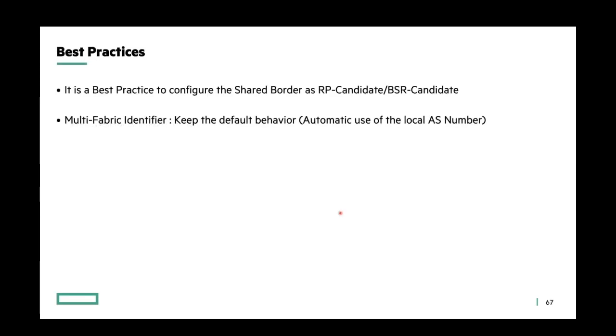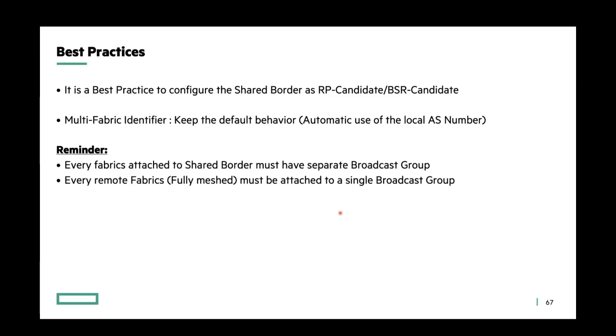Regarding layer 3 multicast, the best practices are the following. First, it's a best practice to configure the shared border as an RP candidate and BSR candidate. Secondly, it's recommended to keep the multicast fabric ID as default, meaning to use the AS number. This could avoid any misconfiguration between the VTEPs. And finally, as broadcast groups are mandatory as well, the related best practices that we have seen earlier also need to be followed.